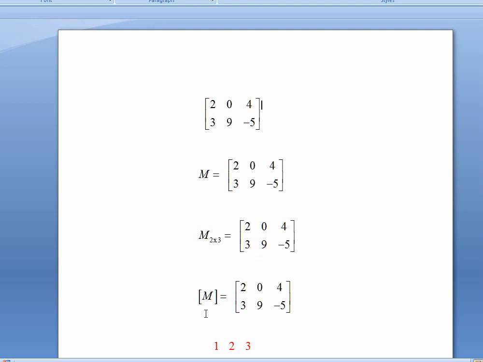It's got 6 elements. The numbers inside the matrix here are called elements. Your calculator in your book will put the matrix name inside the matrix brackets. I'm not used to doing that. You can do whatever you like.